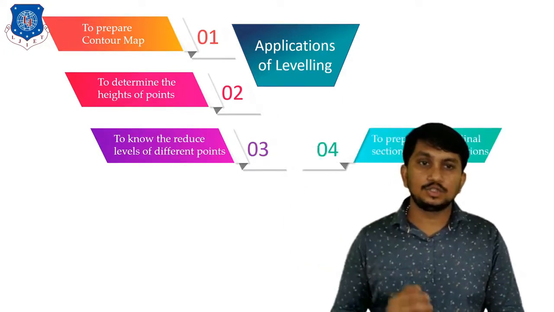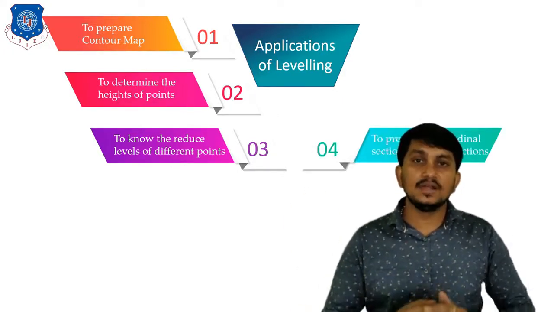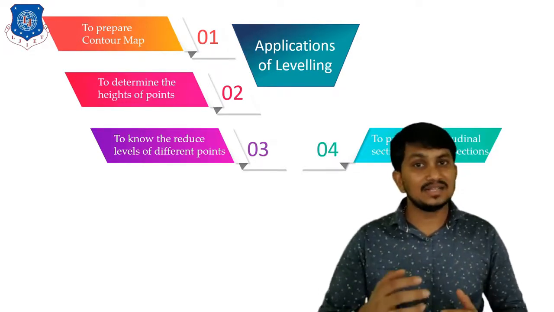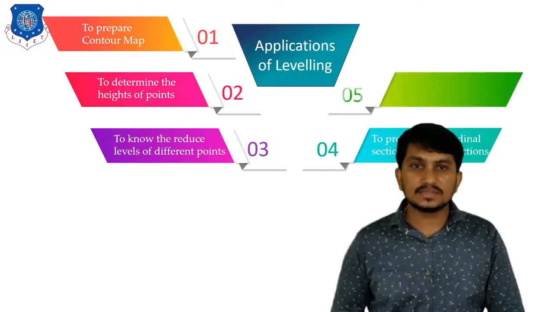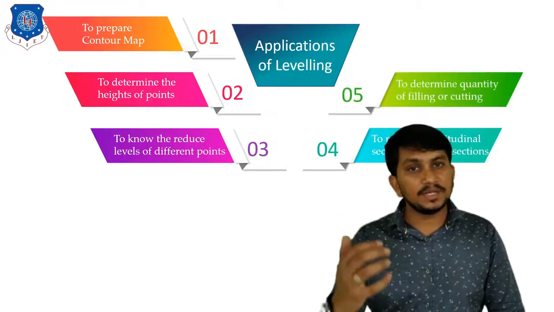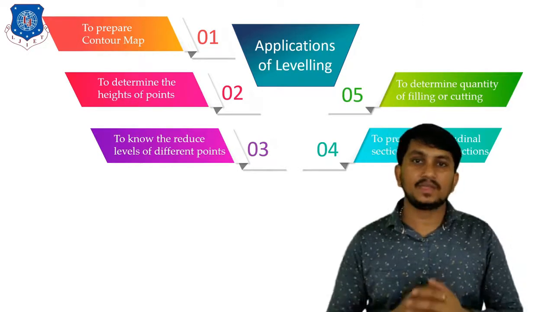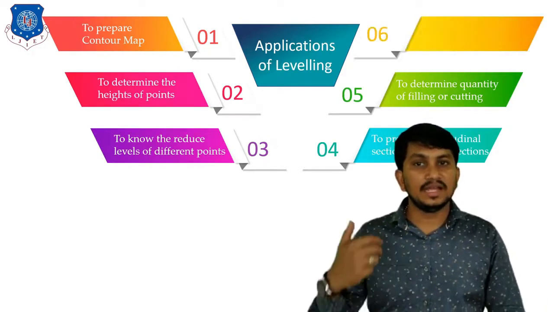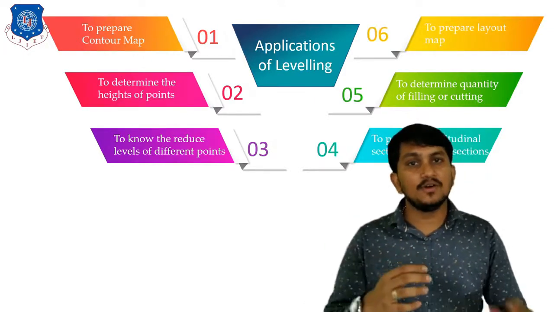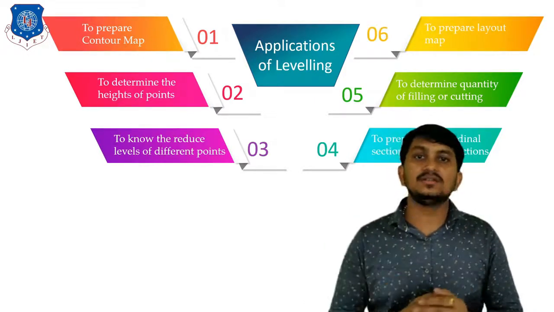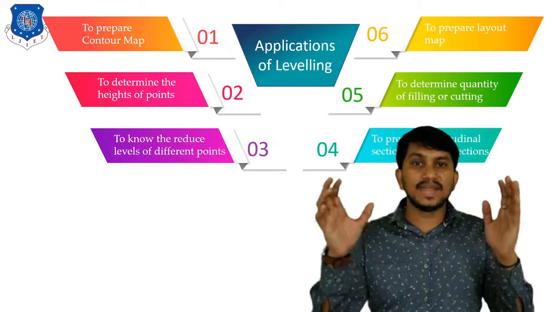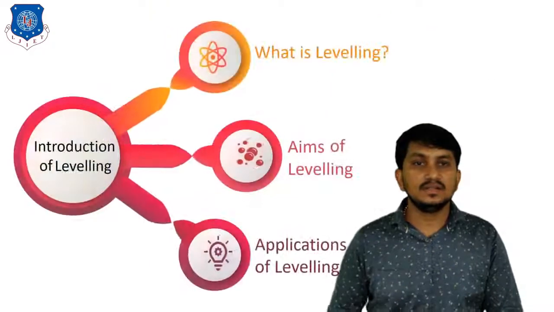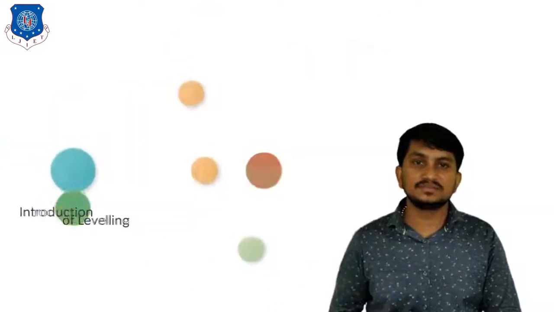Fourth is to prepare longitudinal sections and cross sections of roads, bridges, tunnels or canals, etc. Fifth is to determine the quantity of cutting or quantity of filling to level the surface in earthwork. And the last is to prepare a layout map for water supply line, drainage line, etc. These are the six main applications of leveling. That's all about the introduction of leveling.